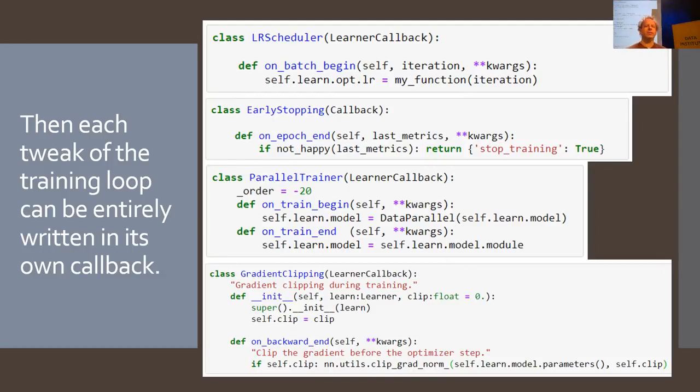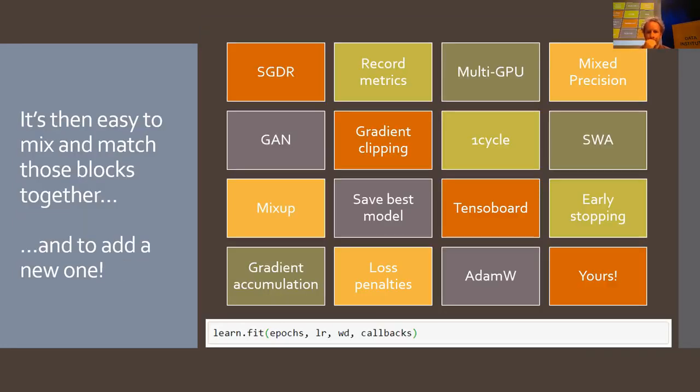So with this, we can create, and have created, all kinds of things in FastAI, like learning rate schedulers, early stopping, and parallel trainer. When I wrote parallel trainer, this is literally the entire callback I wrote. This is the entire gradient clipping callback: after you do the backward pass, clip the gradients. So you can do a lot with a little. And then you can mix them all together, because all of the callbacks work with all of the other callbacks. So these are some of the callbacks that we have in FastAI right now.